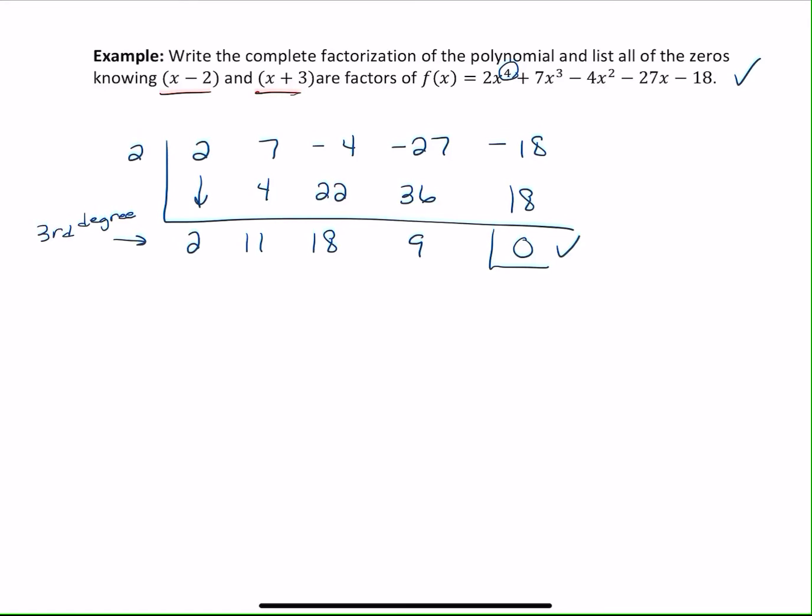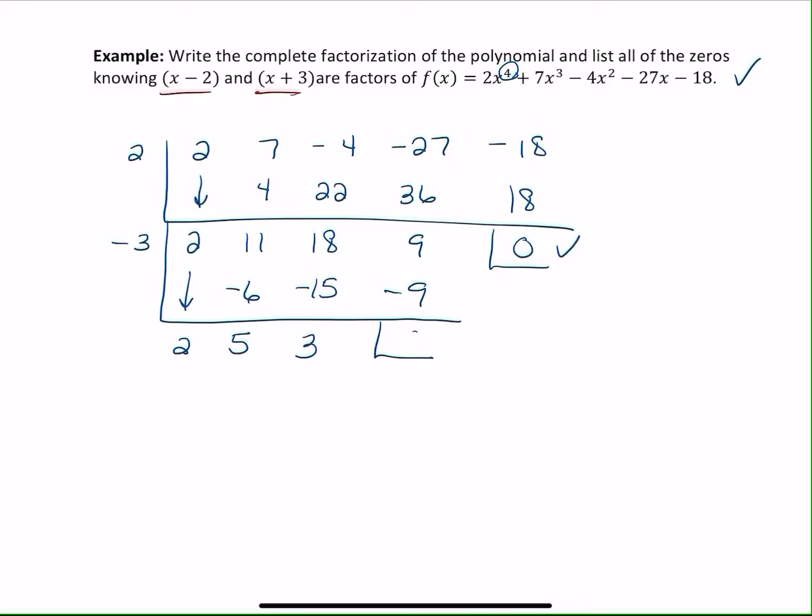But since I'm given another 0, I'm just going to continue from that answer and divide by the -3. So multiply, add, multiply, add, multiply, add. And so this is a quadratic once I've factored out another linear factor. So I've got 2x squared plus 5x plus 3.